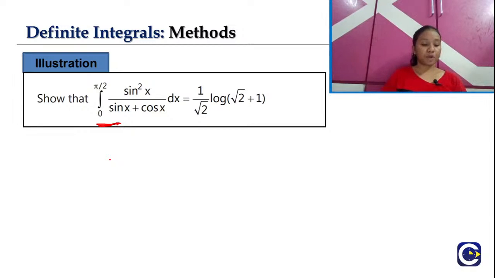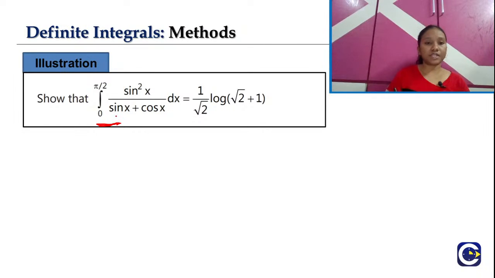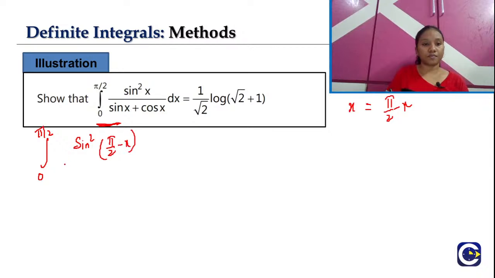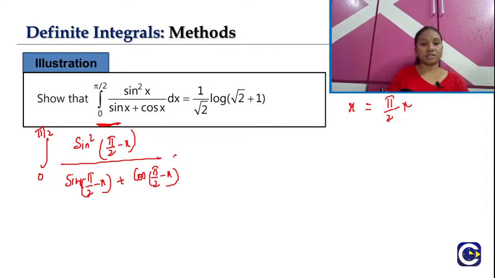So once we apply our property, then you will have an idea how to proceed further. So how can we do it? Let's see what happens if we substitute pi by 2 minus x in place of x. So integration from 0 to pi by 2, sine square, here I am going to substitute pi by 2 minus x. And in place of sine here, I am going to substitute pi by 2 minus x. Plus here I am going to substitute cos pi by 2 minus x dx.